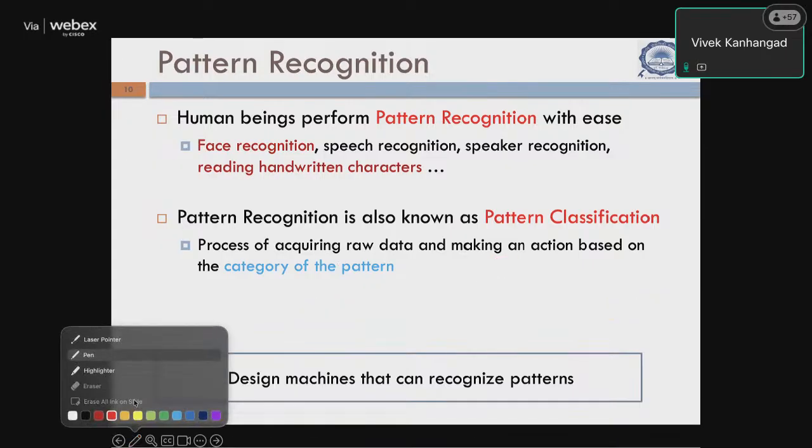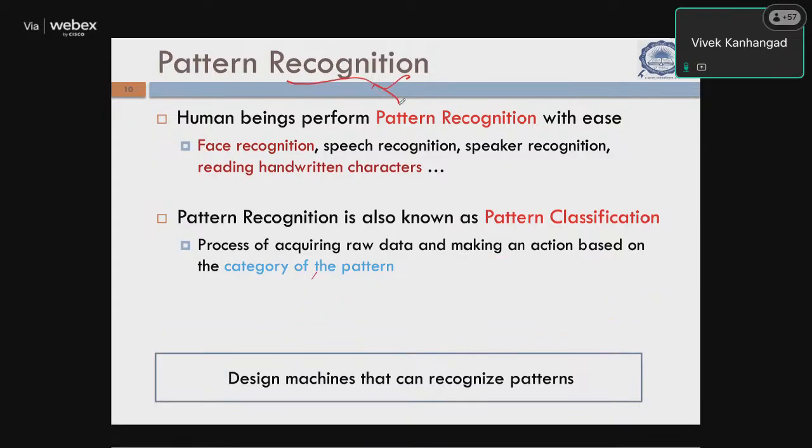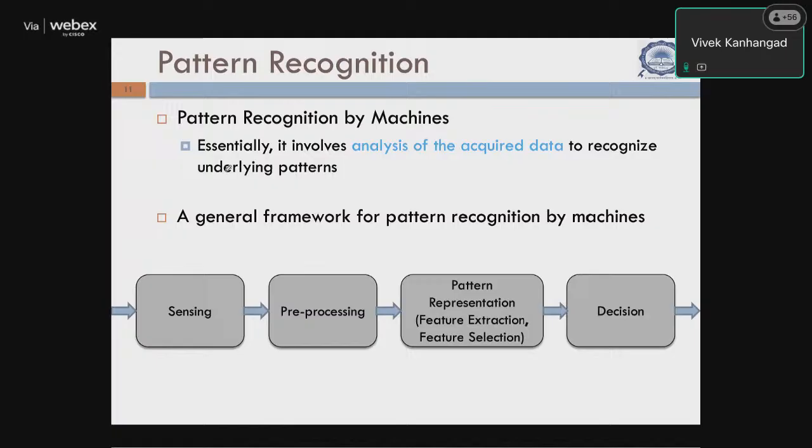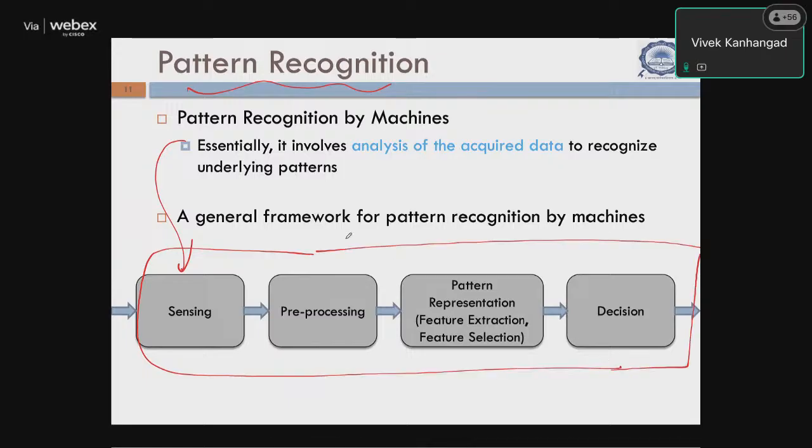Similarly here, we perform a lot of recognition tasks. Can we design machines that can perform recognition based on patterns? If you look at the pipeline, if you have to develop a pattern recognition system, this is a pipeline that we typically use. I'll talk about this. There have been some changes to this pipeline recently, with a lot of advancements in deep learning.